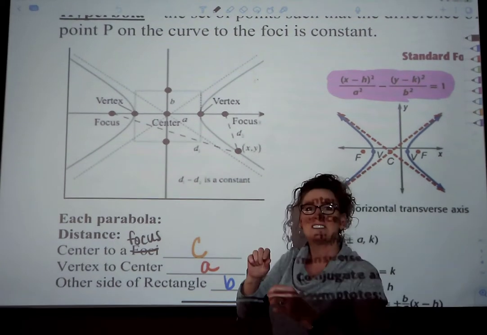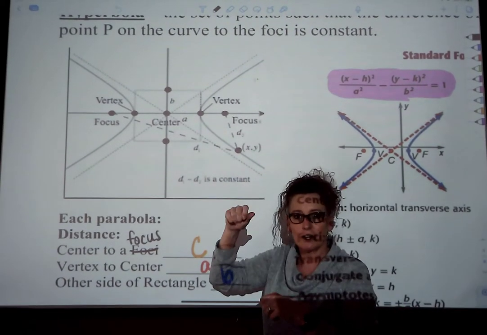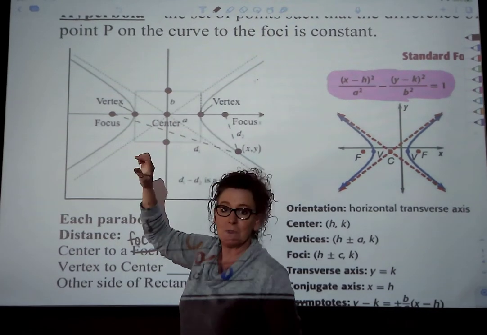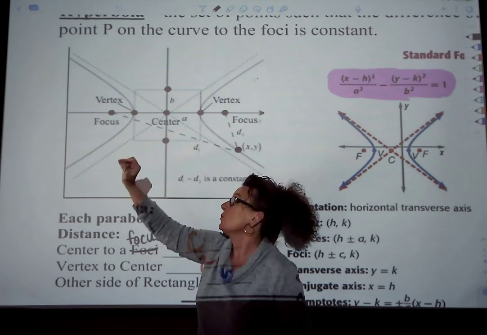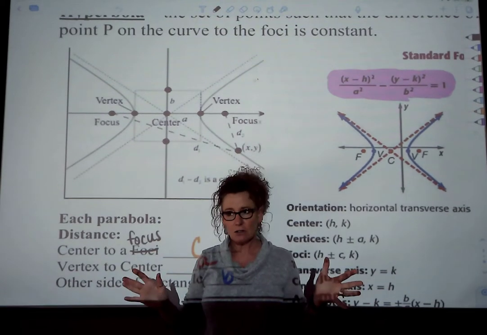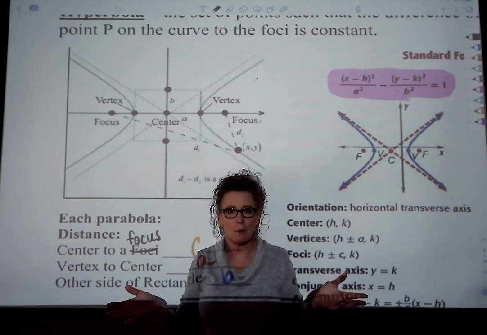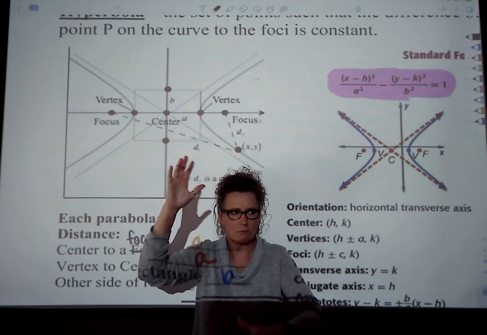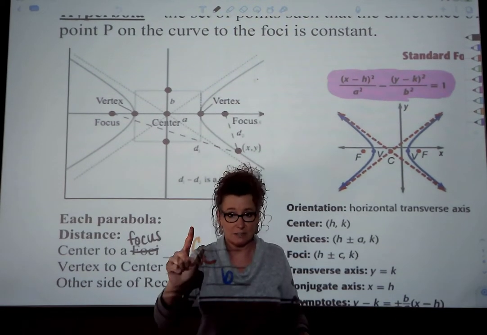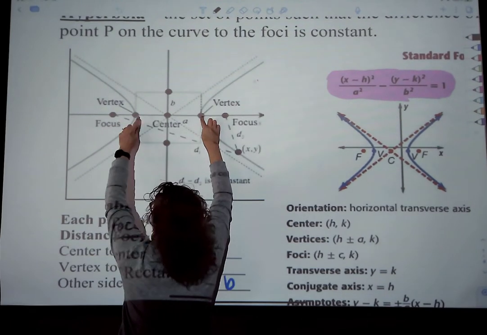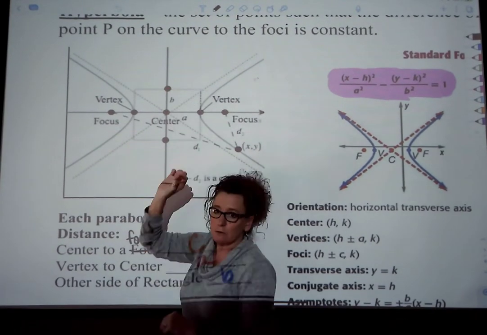b is always the distance in the other direction. So this is a, this is b. When you know b, you can make this point up here and this point down here, and they look like they have nothing to do with the hyperbola at all. They look like they're just out there for no reason, but there is a reason. We're going to put them out there. So we're going to figure out what a is, we're going to make our vertices. We're going to figure out what b is, we're going to plot those points.